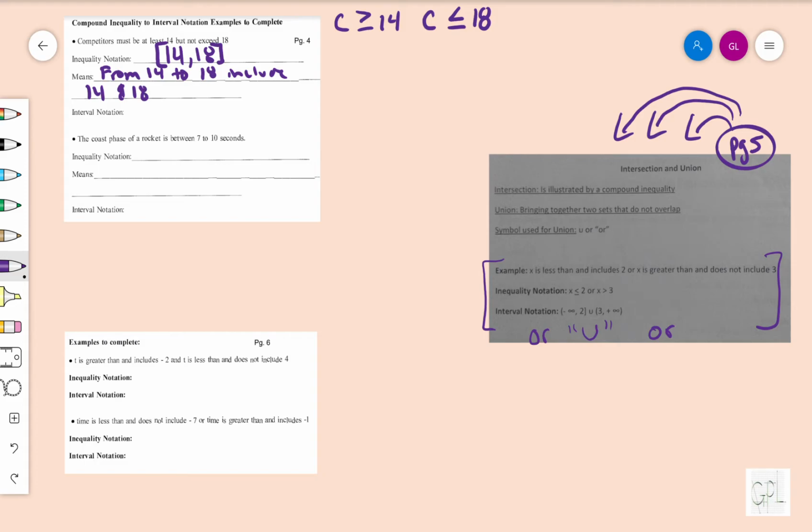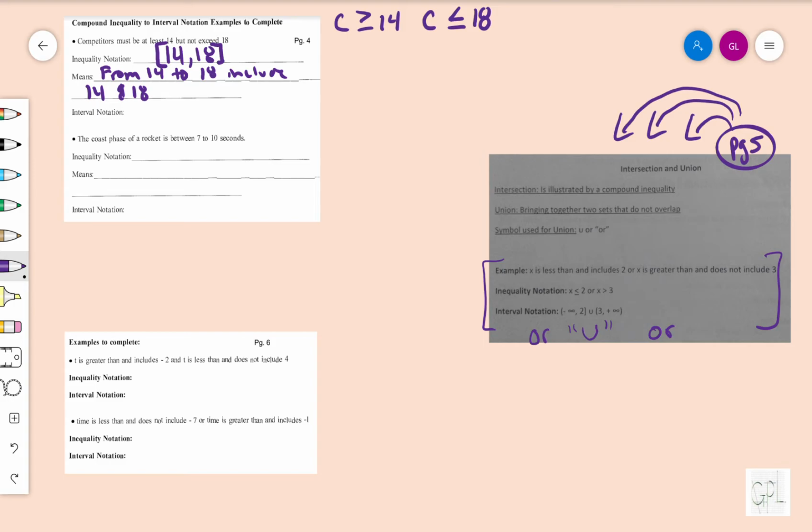This is where that include is important for this one scenario. So if you are 14, you can still be in this competition. Let's say it's something you've really trained and you fought for. If you're 13, you can't be in it. If you're 19, you can't be in it. So this is where that equal to comes into play.